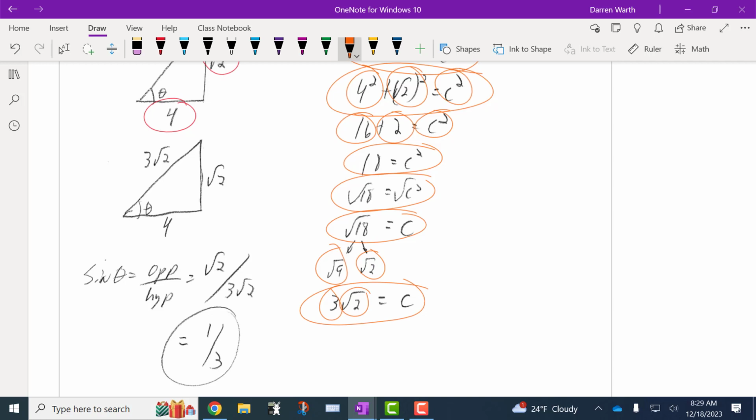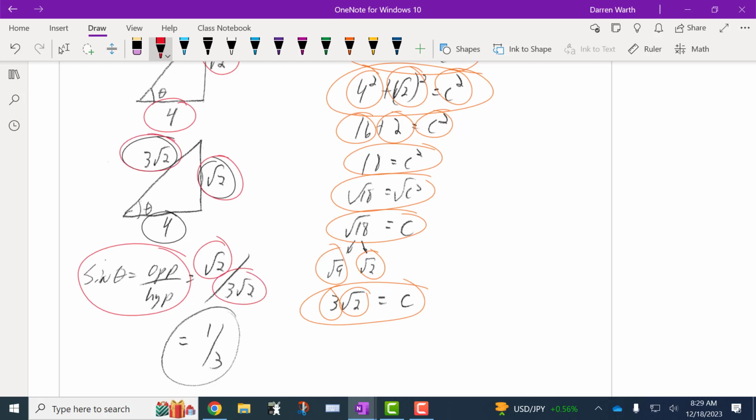Now I put in that side c as 3 square root of 2. Once you've done that, you've got all three sides: 4 for your adjacent side, square root of 2 for your opposite side, and 3 square root of 2 for your hypotenuse. Then we substitute in, because sine is opposite all over hypotenuse. Opposite is square root of 2, hypotenuse is 3 square root of 2. If I simplify that, the square root of 2's cancel out and you're left with 1/3 for your answer. That'll be number 1, the answer of 1/3.